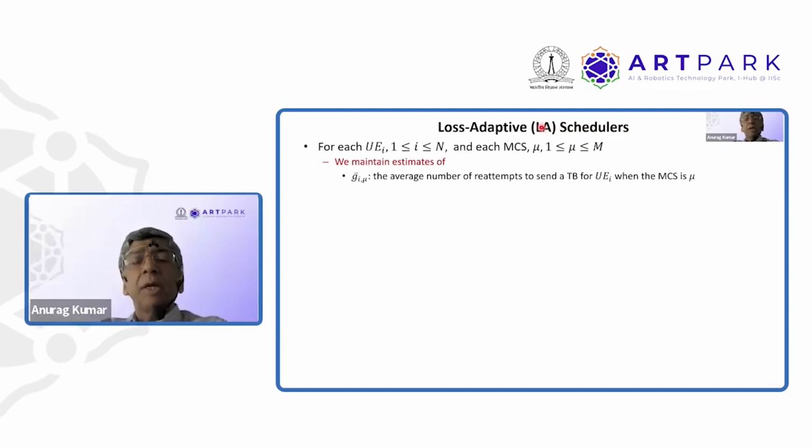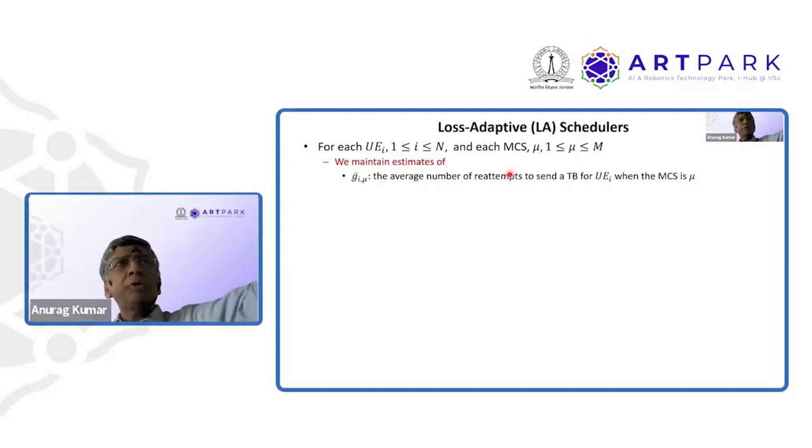And what is this? What the base station now maintains is something more. Like they say, there's no free lunch. You have to pay something to get something. Let us suppose, in addition to the throughputs that the base station is maintaining, all those theta bars, and of course the MCS that the base station has, the base station maintains one more thing. It maintains for each UE and for each MCS a matrix of the number of reattempts made for that UE, for that MCS.